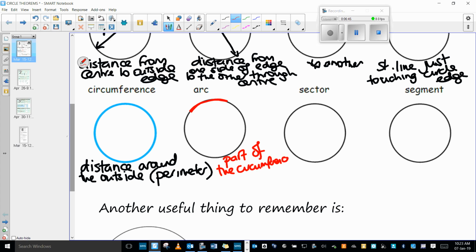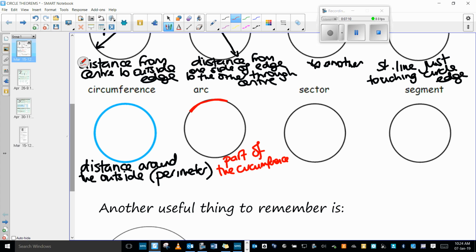Okay, so an arc is part of the circumference. Now, sector and segment, these are the two that people often get mixed up. Not sure which one is which, but I know one is like a pie slice. Which one is the pie? One is the inside and one is the outside of the pie slice. There you go. The segment is the pie.